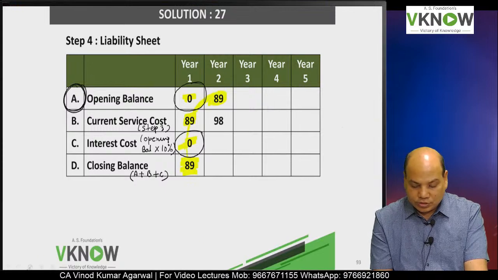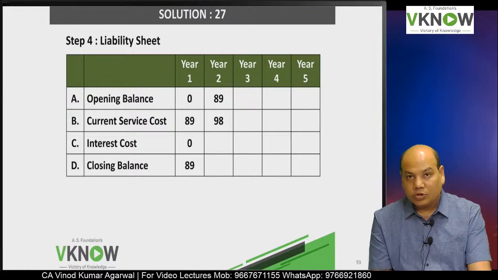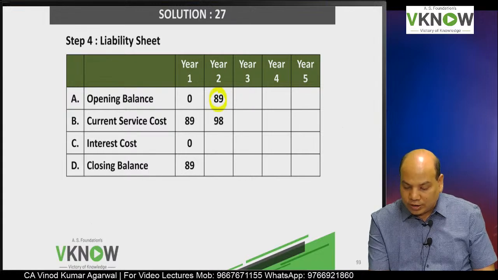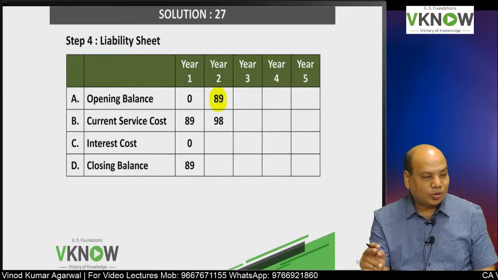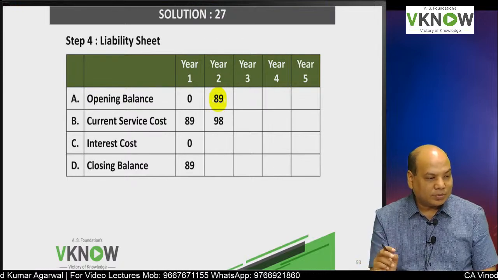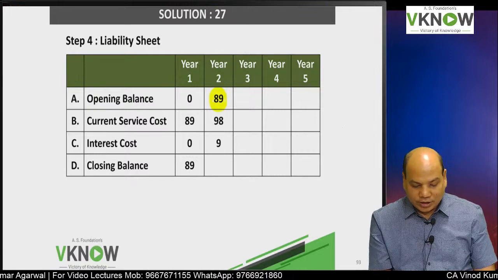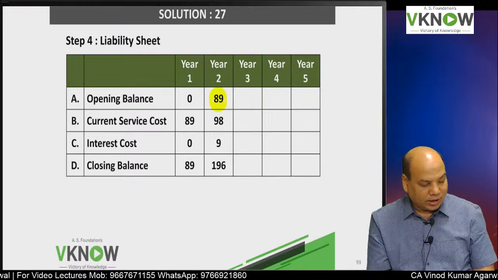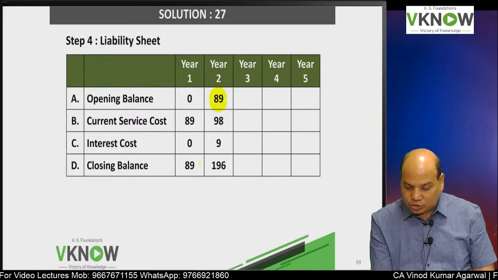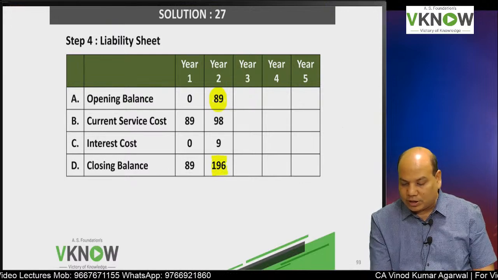Current service cost step number 3, 98. On 89, interest at 10%, so that is 9. Take the total, that is my closing liability in the balance sheet. This closing balance will be shown in balance sheet.